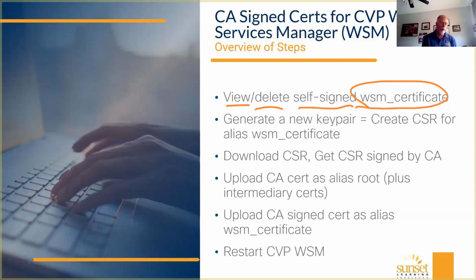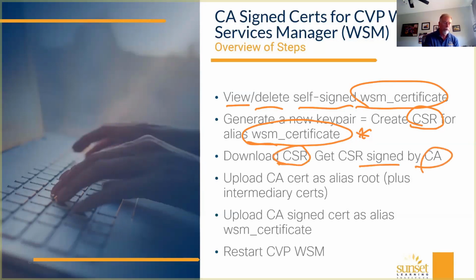Then do more of a traditional approach over here with our key store in the form of, first off, got to generate a CSR, a certificate signing request, for our alias WSM certificate. That's probably the key thing here to make this thing work, is this alias. Then we're going to download that certificate signing request, get it signed by the CA, whoever that might be, and then upload the CA cert as an alias of root. If you had intermediary certificate servers along the way, you'd also want to upload those as well right about here. And then last but not least, upload the CA signed cert as the alias WSM certificate.